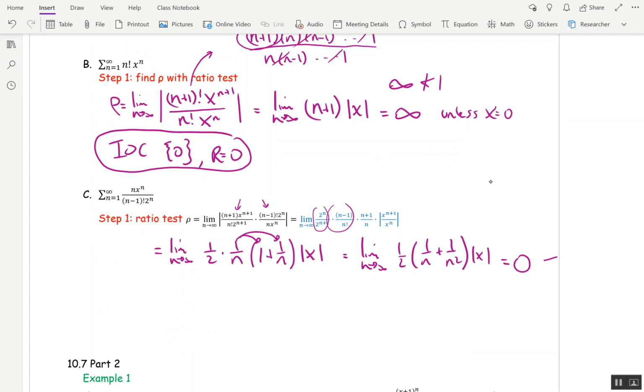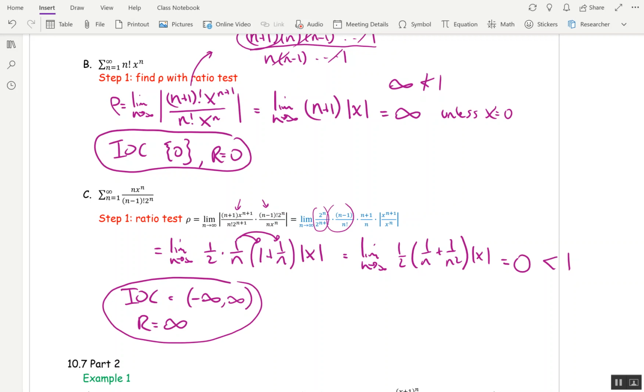Now 0 is always less than 1. So when rho is 0, your IOC is negative infinity to infinity, and the radius of that interval is infinity. So notice two things. When rho is infinity, the radius is 0. When rho is 0, the radius is infinity. They switch.